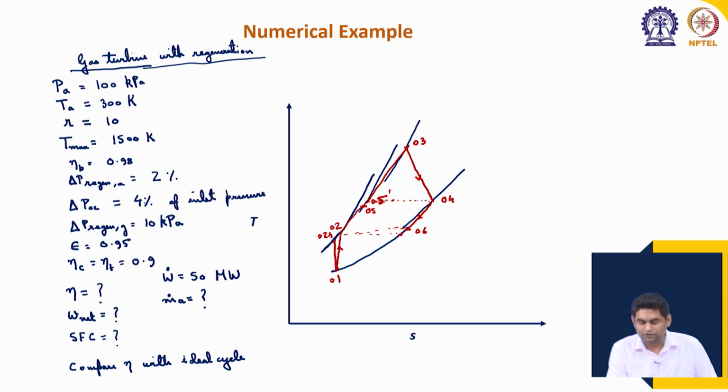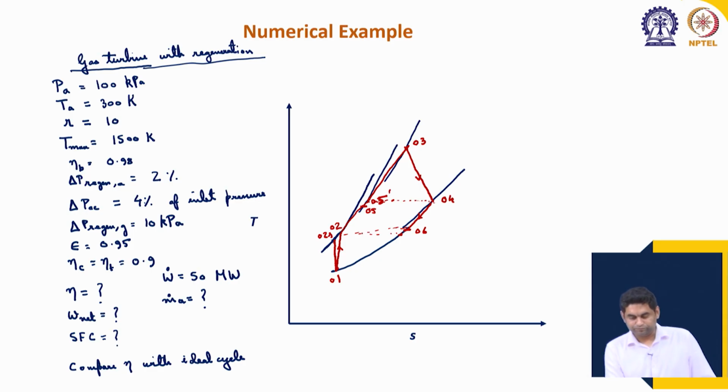Okay, so, 01 to 02 is the compression process, 02 to 05, 05 has to be lower than 04. So, 05 is the regeneration air side, then from 5 to 3 is the combustion process, 3 to 4 is the expansion in the turbine, and 4 to 6 is the heat exchange process in the regenerator gas side, and 06 has to be higher than 02.